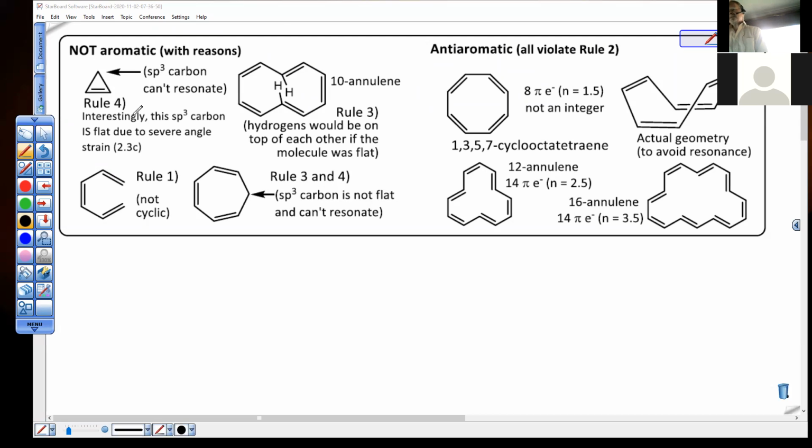Sorry, it can be flat because of the incredible strain here, but it's an sp3 carbon. So it can't resonate. You can't resonate sigma bonds. You would have to break them. Okay, so even though it's flat, it's not a resonator. You don't have a p orbital to resonate with the pi electrons.